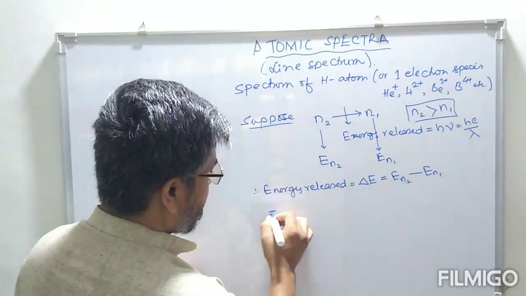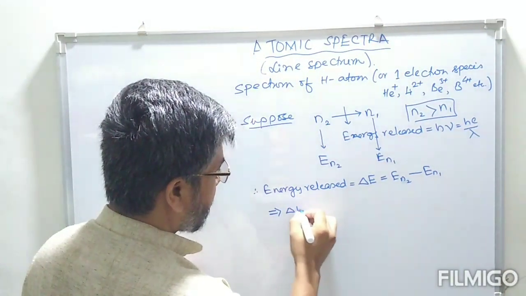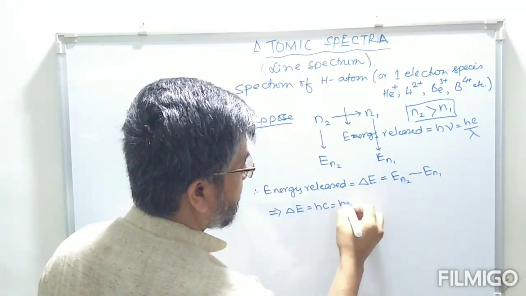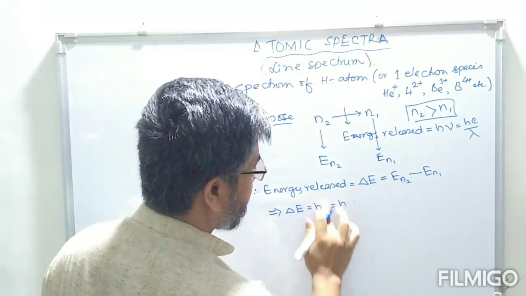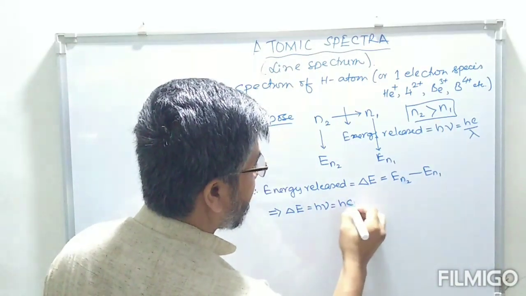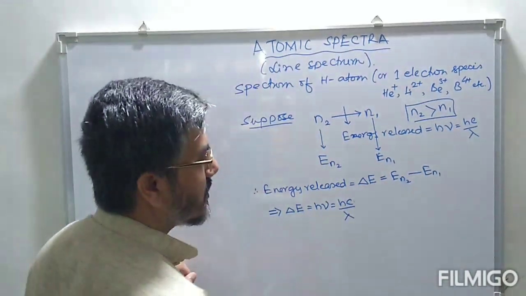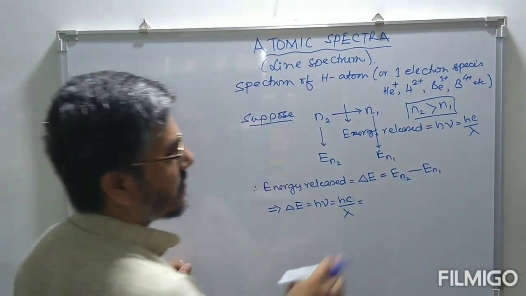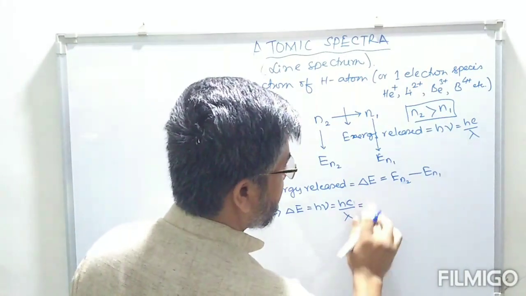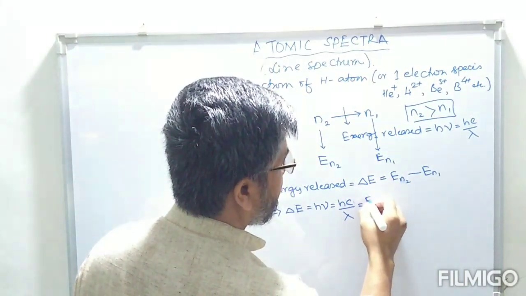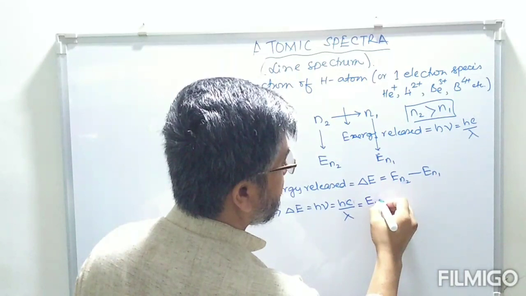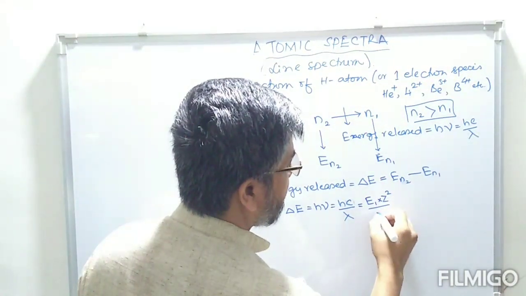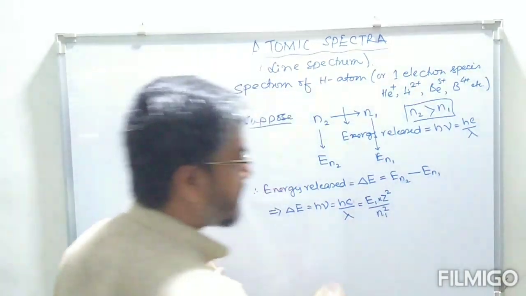So therefore, look at this. This delta E is equal to h nu, or hc by lambda. So this equals the energy of electron in a particular orbit En2. So we say this is E1 Z square divided by N1 square that we have derived earlier.